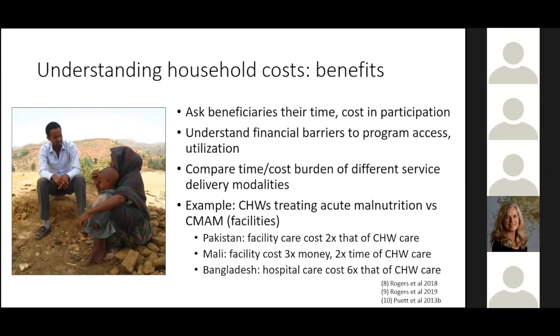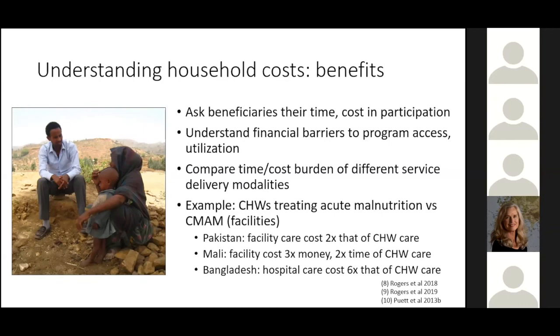And this can help us understand financial barriers to program access and utilization that households face. In particular, we can get interesting information comparing the burden of time and cost that different implementation modalities require of households. So, for example, we have data from 3 settings on household cost involved in having community health workers, or CHWs, provide treatment for acute malnutrition rather than getting care from CMAM facilities.